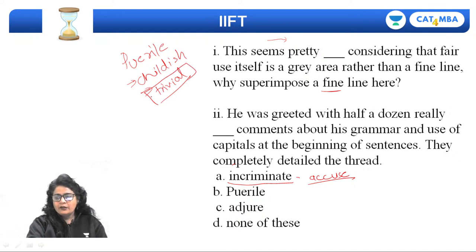Okay? Fine. So yes, your answer is correct. Abhishek, the answer is going to be B. This seems pretty puerile considering that fair use itself is a gray area rather than a fine line. Why superimpose a fine line here? Now, second, he was greeted with half a dozen really puerile comments, nonsense comments, or comments which should not be taken seriously. Okay?